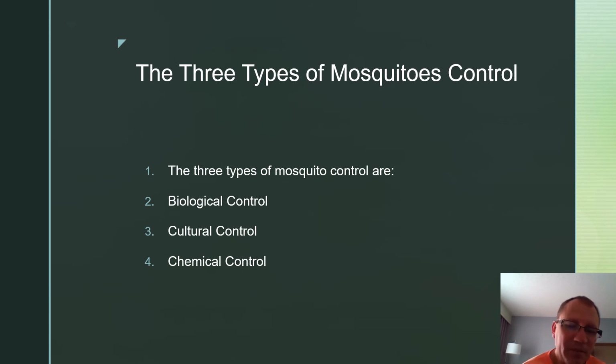There are 3 types of mosquito control. The 3 types are biological, cultural, and chemical.